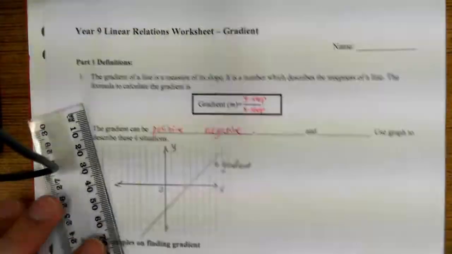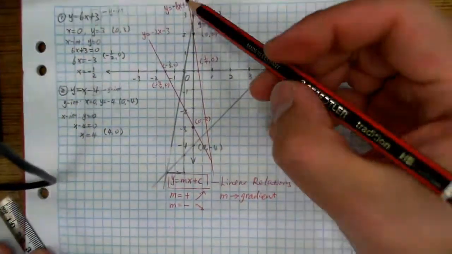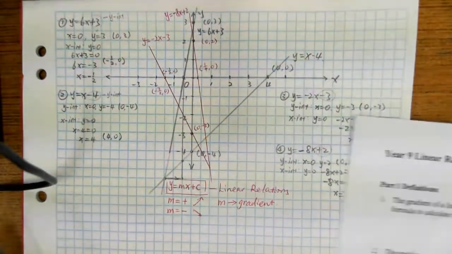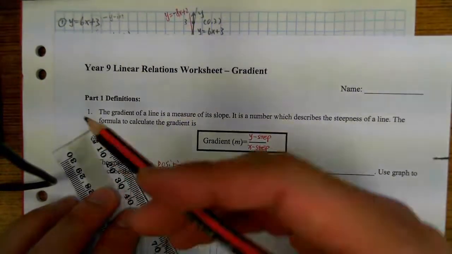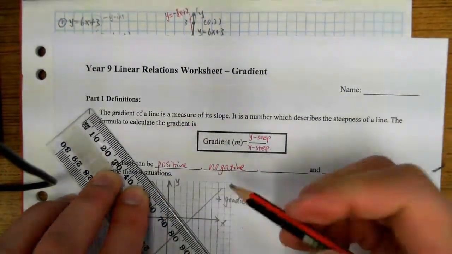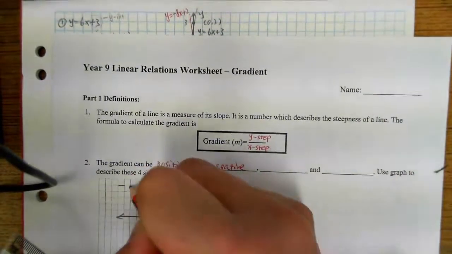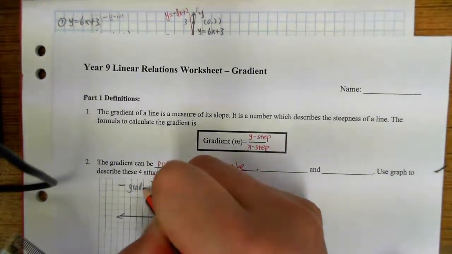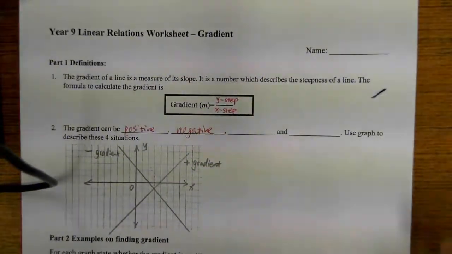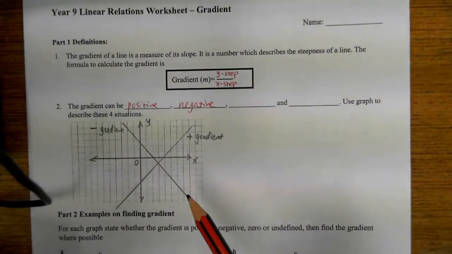For a negative gradient, like negative 8x plus 2, and negative 2x take away 3, the graph will be like that. So that is the negative gradient.